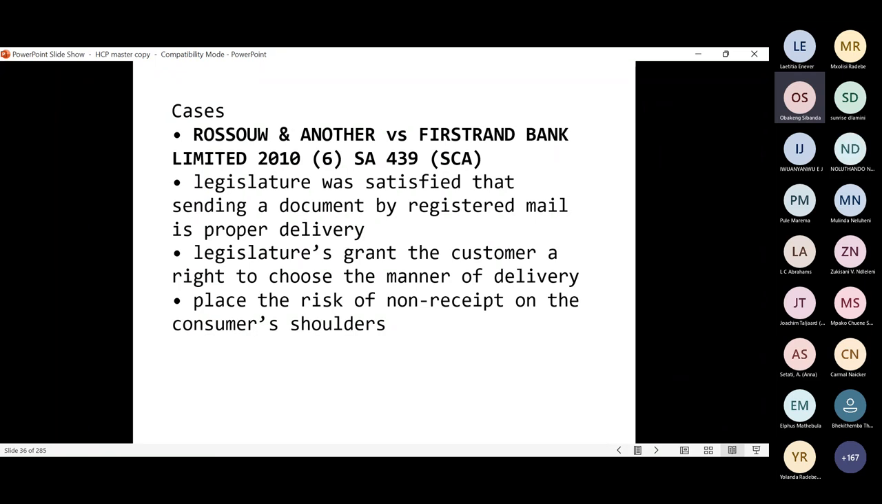Oh, yes. So the domicilium citandi et executandi must have been part of the agreement. It's part of the credit agreement. It would usually be part of it. Look, Bob, what credit providers do, banks also, they send a registered letter, but they also would send an email just to notify you. But that is not the proper one. The one that is sent by registered mail, that is the proper one. But they will also sometimes email you.